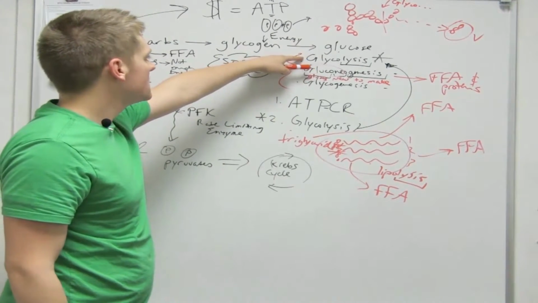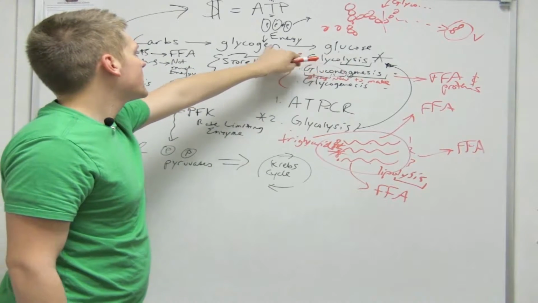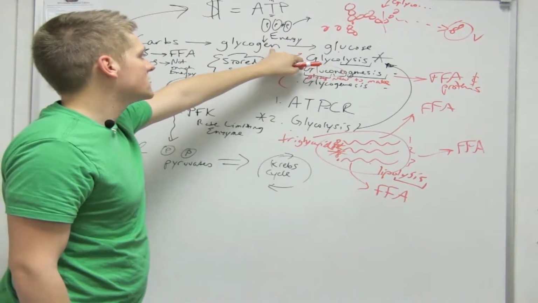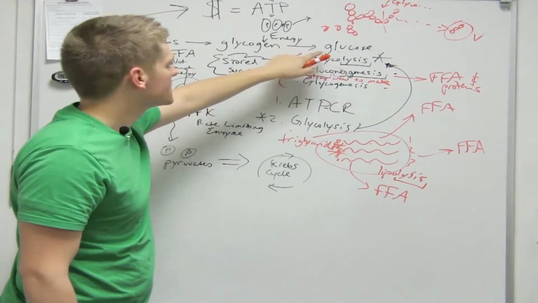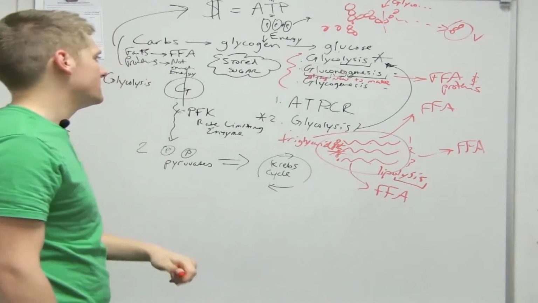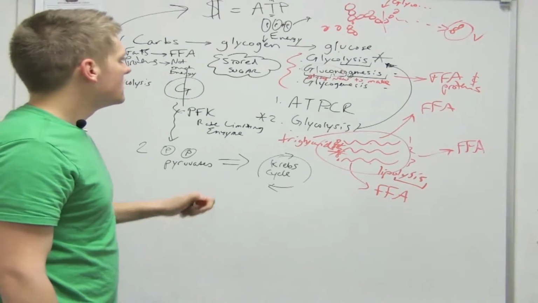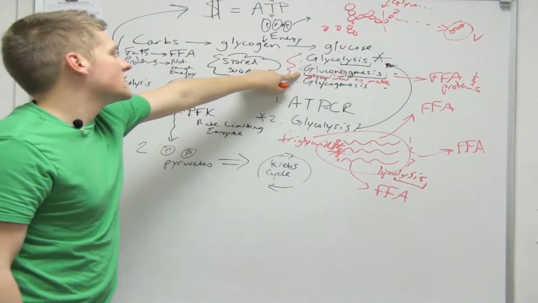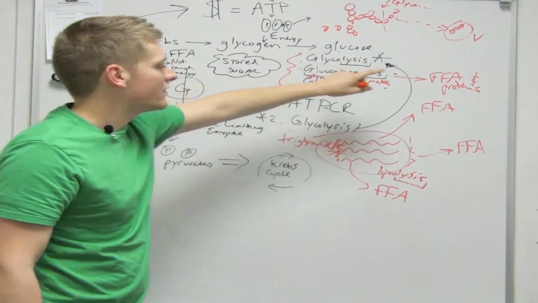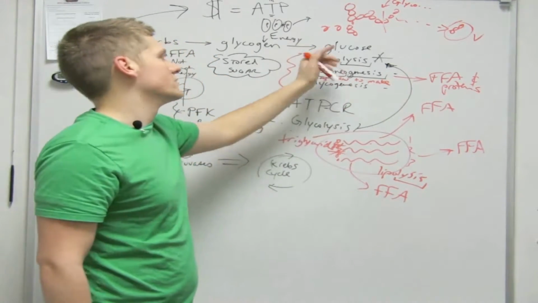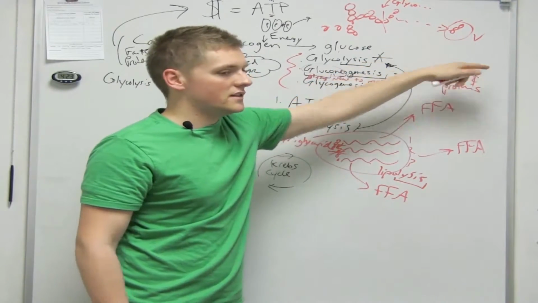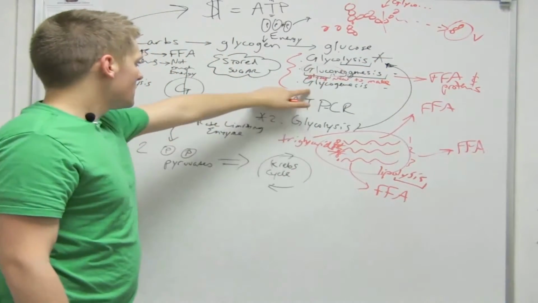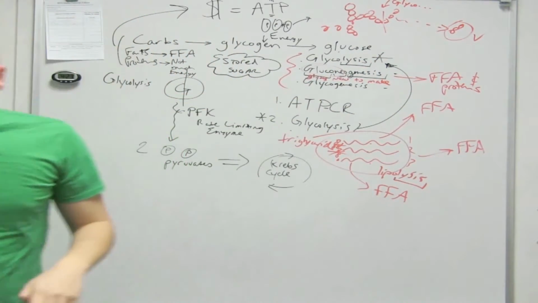Glycolysis takes glucose, turns it into ATP pretty much. Okay. Gluconeogenesis takes something else, a fat or a protein, and turns it into something that looks like this to make it to ATP. Glyconeogenesis, I need to see a definition for that.